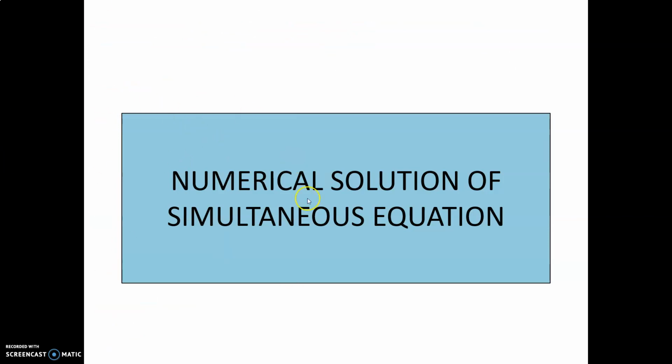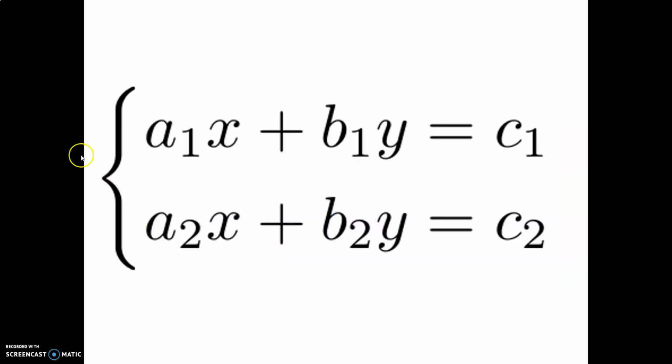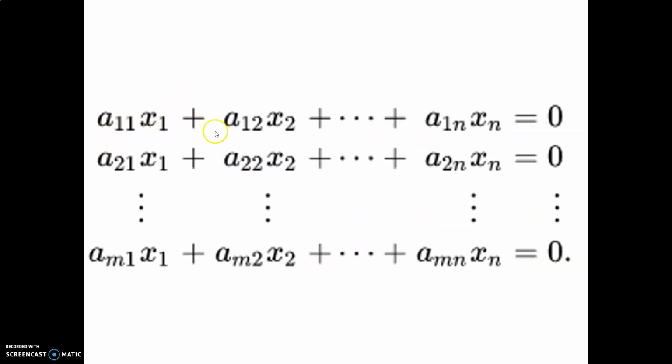Now we have to discuss the numerical solution for simultaneous equations. What is a simultaneous equation? a1x plus b1y is equal to c1, a2x plus b2y equal to c2. These x and y are two variables with two constants. Here a11 x1 plus a12 x2 up to a1n xn equal to 0, a21 x1 plus a22 x2 up to a2n xn is equal to 0. In general, the following system of equations: am1 x1 plus am2 x2 up to amn xn is equal to 0.